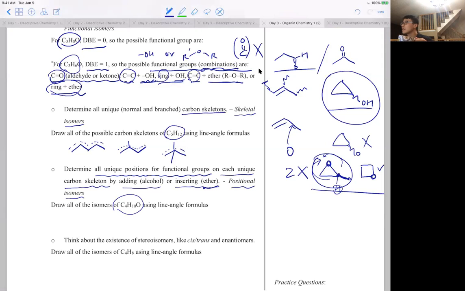You may need to consider the stereoisomers as well. Yes, a good point. DBE 0, which means it's either an alcohol or an ether. You guys can try it by yourself. I will try it by myself.